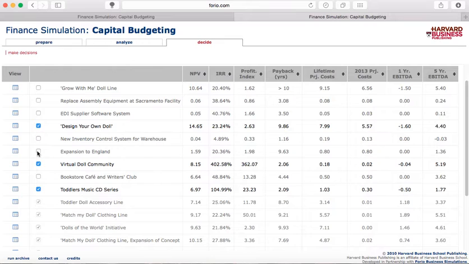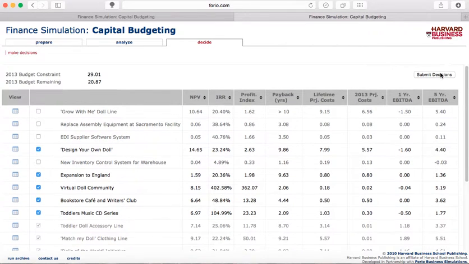Expansion to England looks like low cost. Net present value is still greater than 1. And since we are not choosing this one for a larger than 10-year payback period, this would be our next desirable choice after the bookstore and cafe writers club. So we're going to go ahead and select these two right here and make our next decisions.